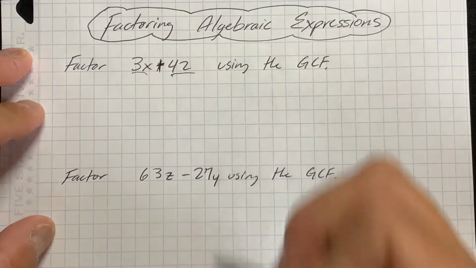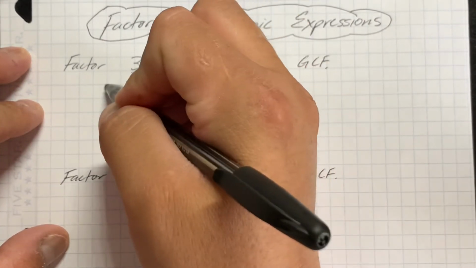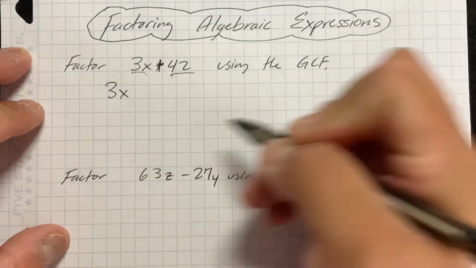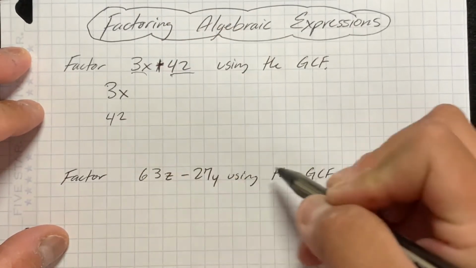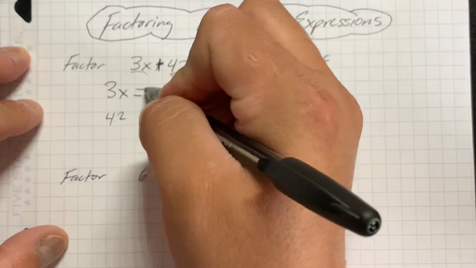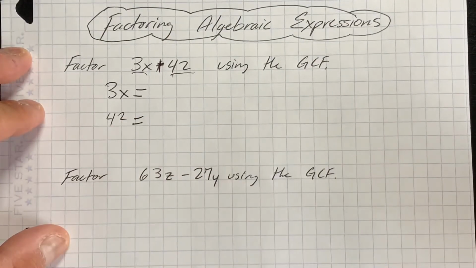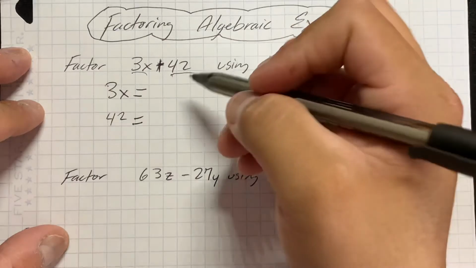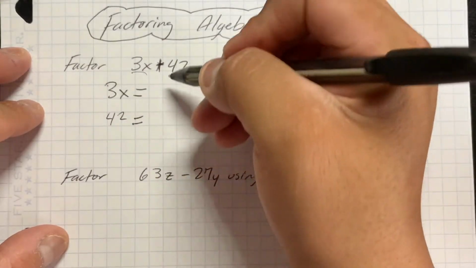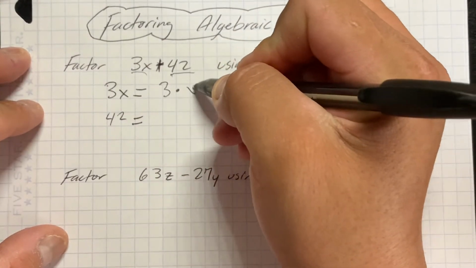So from here, you're going to rewrite 3x and 42. So again, we're looking for the greatest common factor between these two. You may think that the greatest common factor is going to be 3, but it's not. So when we multiply 3x, we're actually doing 3 times x.